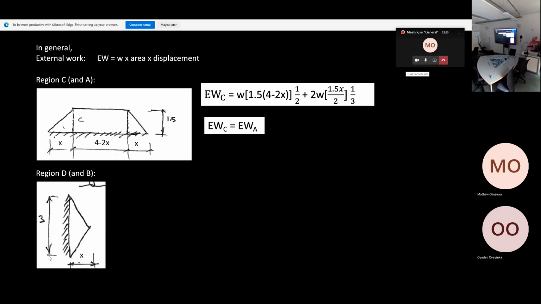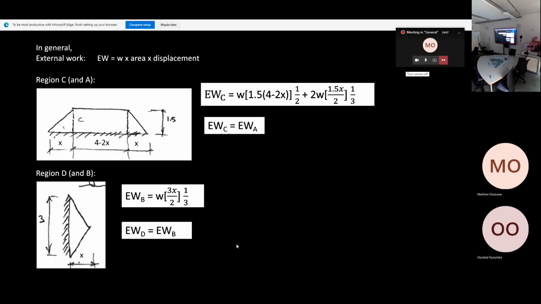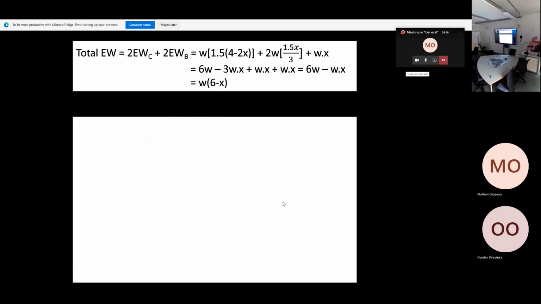Now we do the same for region B and D. So this is region B, D here. So we have 3 meters, and we have X in this direction. So what is the external work for this triangle? W times, what is the area? 3 times X/2, and then times what? 1/3. Okay, so that's it, simple. W times the area times 1/3. Because D and B are identical, the external work for B is the same as for region D. And now I'm going to add them up together.